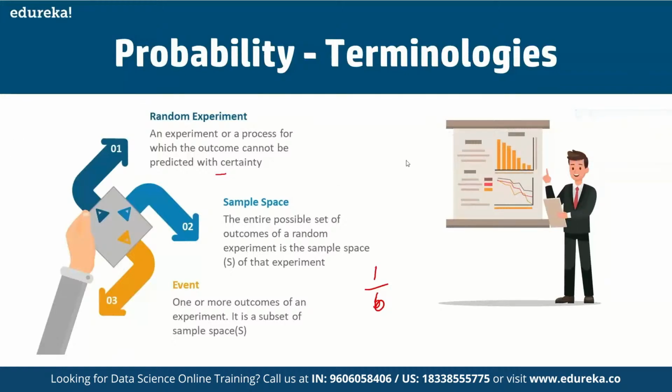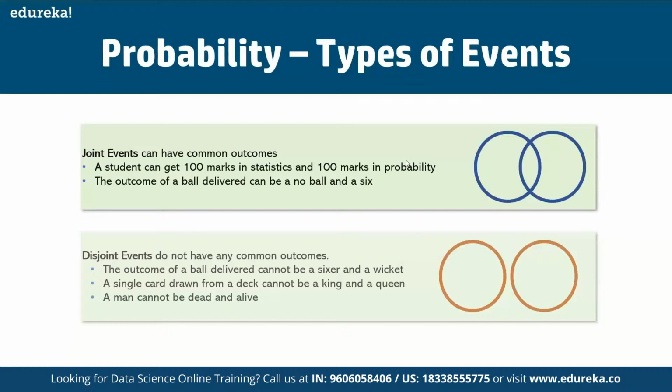So let's move to our next slide. What are the different types of probabilities? We have a couple of types of probabilities called joint probability and disjoint probability. Joint events are events which have something in common. So I'm going to say a student who can get 100 marks in statistics and 100 marks in probability. Can this event happen at the same time for a particular student? Yes, it can happen. That is called joint probability.